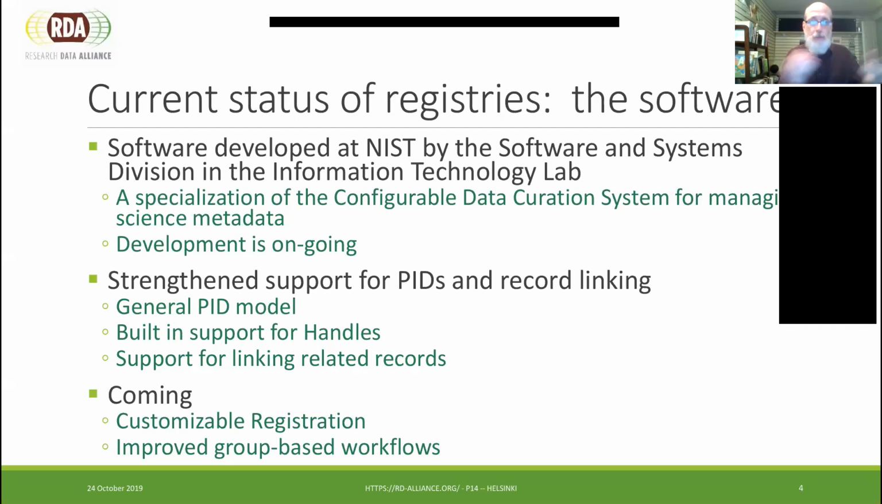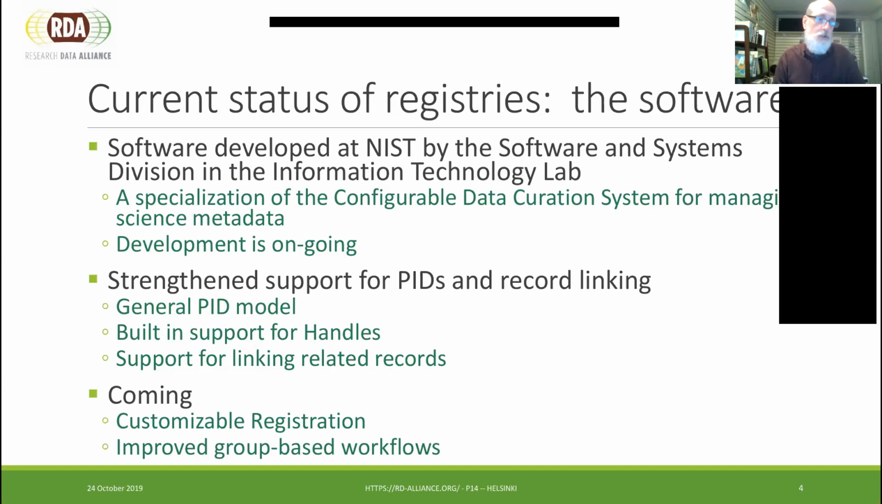And since we've been using the software as a registry, again, more features have been added, and I want to highlight a few things that I think are important for registries. One is that there's strengthened support for PIDs and record linking. That is, support for PIDs is built around a very general PID model. It has built-in support for handles, but really you can plug in any kind of PID system that you would like. And the whole idea for this very general model is to support generally and flexibly the ability to link records together, not only records within the registry, but records in the registry to things outside the registry, and things outside the registry can point to records dependably in the registry, thanks to a strong support for PIDs.